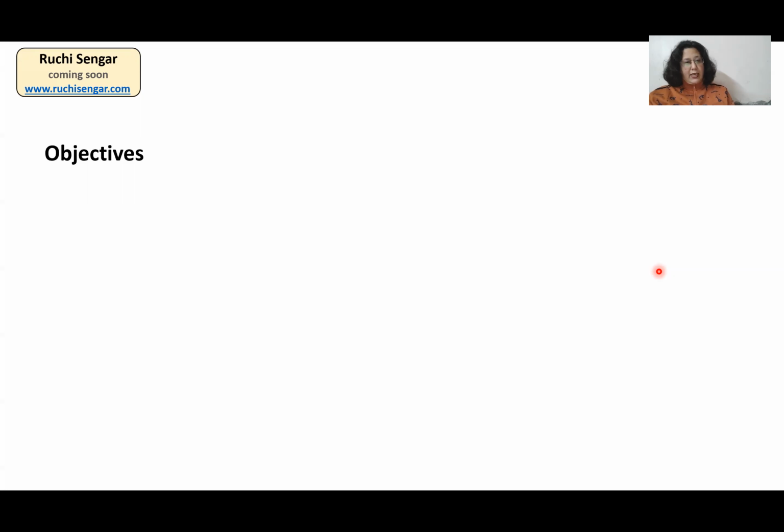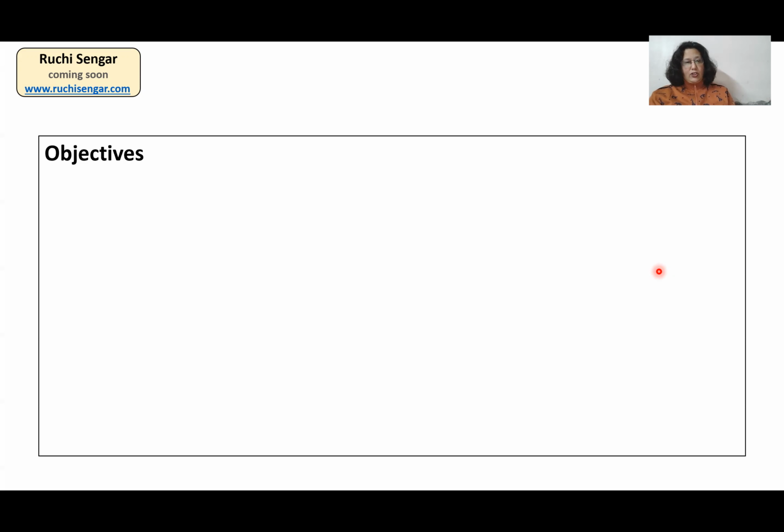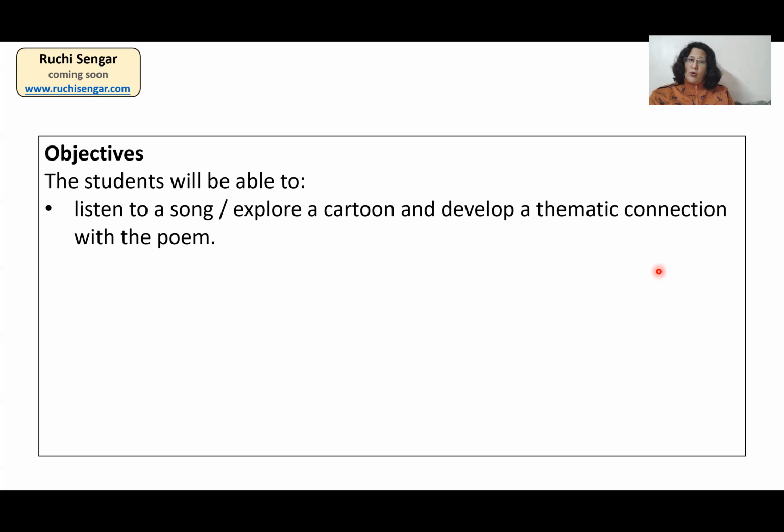For me as a teacher, the objectives would be that by the time I finish with the poem, the students, amongst other things, and these are the objectives just for AIL, would be able to listen to a song or explore a cartoon. My basic aim is that they develop a thematic connection with the poem. So now I'm opening this. This is my lead-in, my icebreaker or warm-up, whatever you want to call it. That's where I'm using my art.